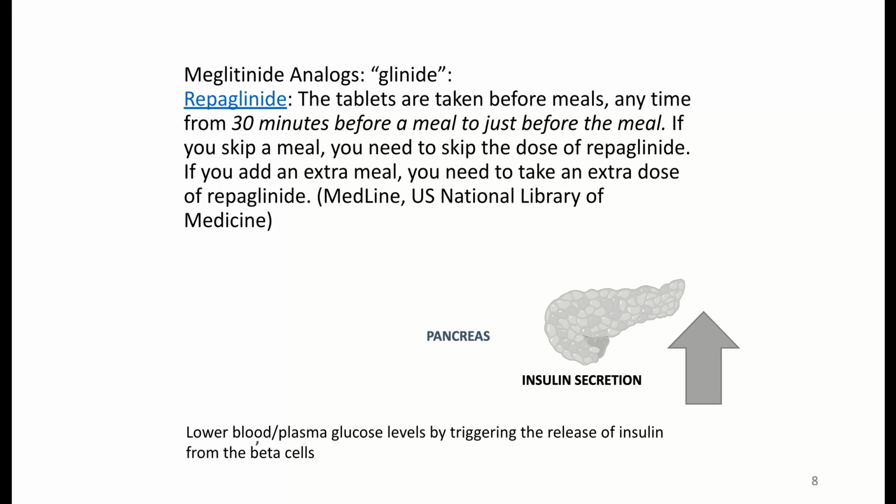Meglitinides. The suffix is glinide, and an example would be repaglinide. The site of action is the pancreas. The mode of action is to increase insulin release from the beta cells of the pancreas. Nursing considerations for repaglinide. The tablets are taken before meals, anytime from 30 minutes before a meal to just before the meal. If you skip a meal, you need to skip the dose of repaglinide. If you need an extra meal, you need to take an extra dose of repaglinide.